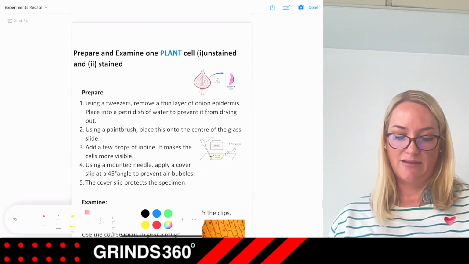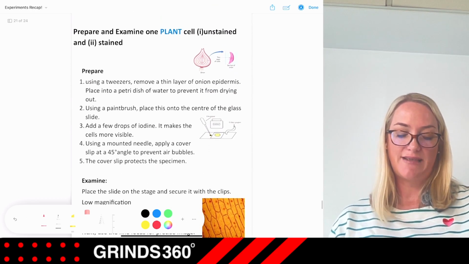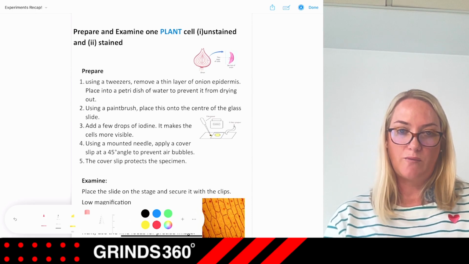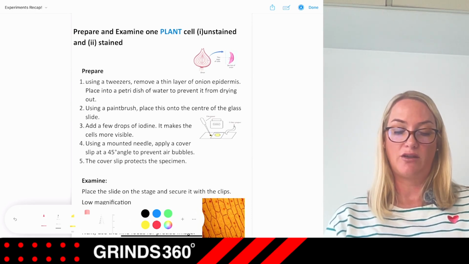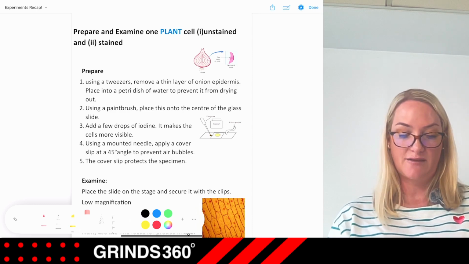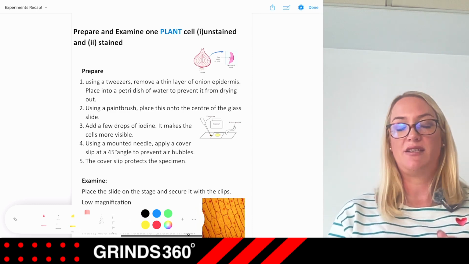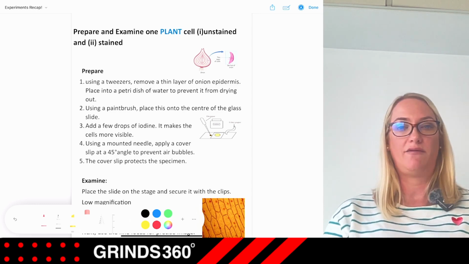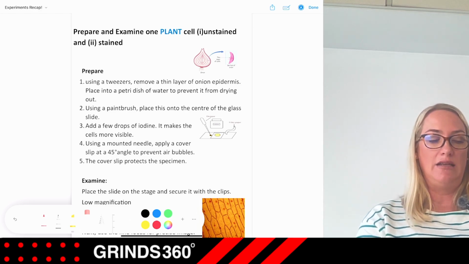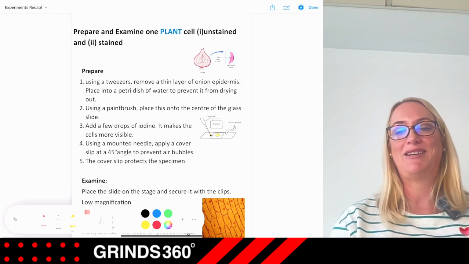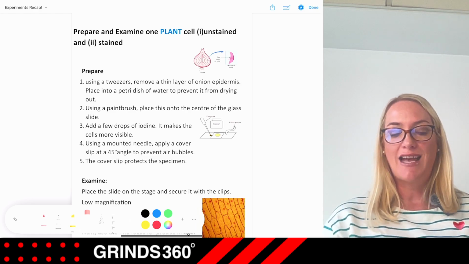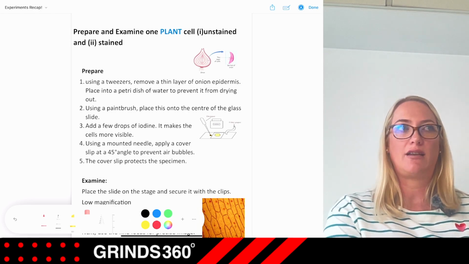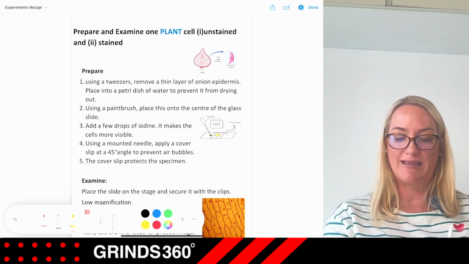Then your plant cell. So for our plant cell, our source is an onion. You would peel off as small a layer as possible of your onion, your epidermis. I would get my students to put anything that they peel off into a Petri dish of water. Why water? To prevent the specimen from drying out. And I would tell them to try and get a few pieces, to see which one is the best.